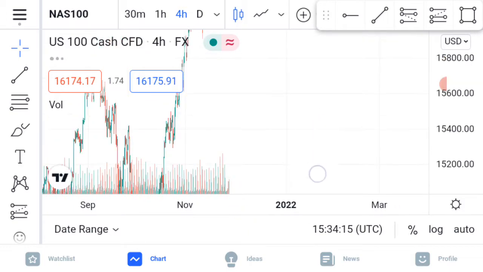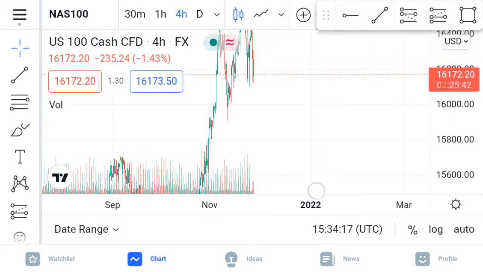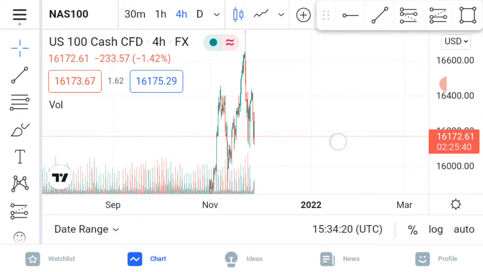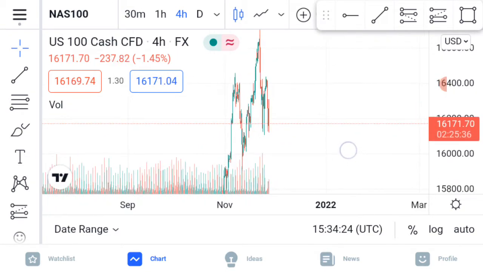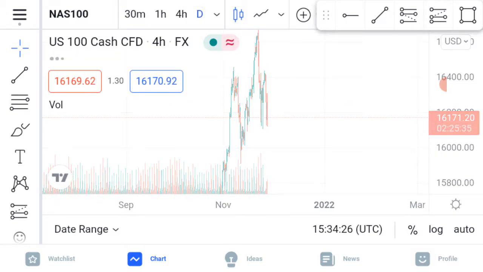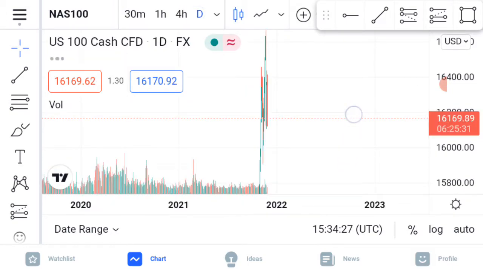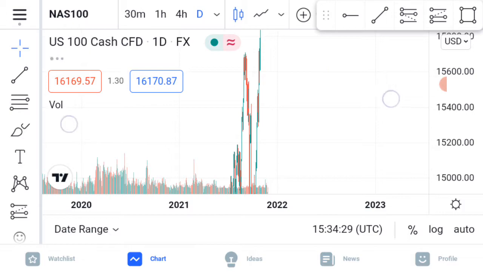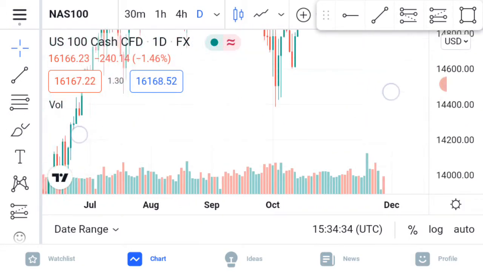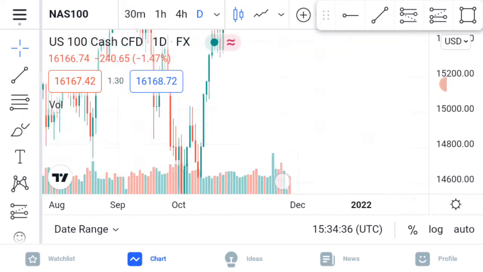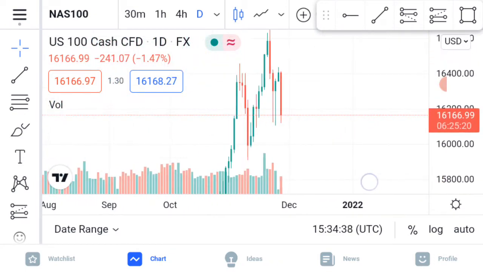So yeah, guys, looking at NAS100, we're on the 4-hour chart. Before you do anything to NAS100, I would prefer that you move from a higher time frame. Then after the higher time frame, you can see your entries, who is going where.